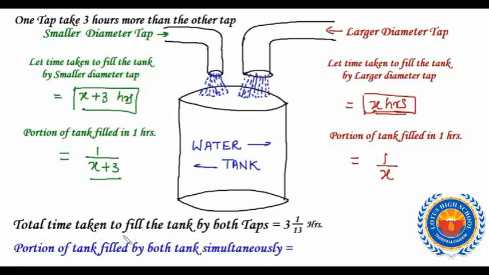Also the total time taken to fill the tank if both the taps are running is 3 1/13 hours, and on simplification of this we get 13 into 3 is 39 plus 1, that is 40 upon 13 hours to fill the tank by both the taps. Again we want to know the portion of the tank filled by both the taps simultaneously, which is the reciprocal of the total time taken, and that will be 13 upon 40.